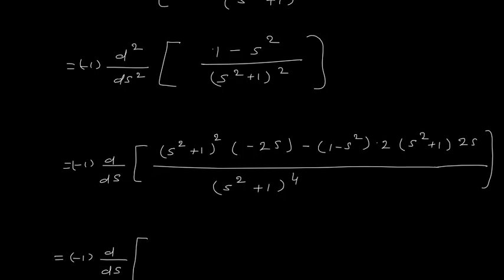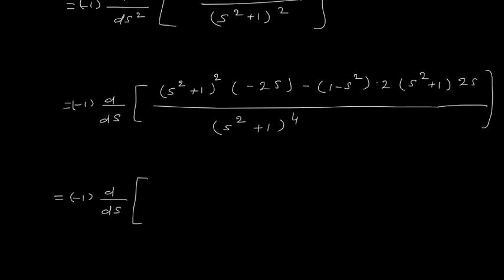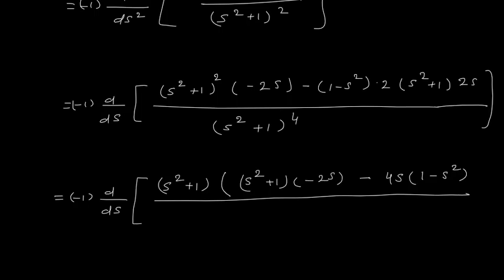So here it is, now s square plus 1 I will take common. s square plus 1 I will take common, and then here inside bracket I have s square plus 1 into minus 2s, then minus 2 into 2 is 4, 4s into 1 minus s square, whole divided by s square plus 1 the whole power 4.